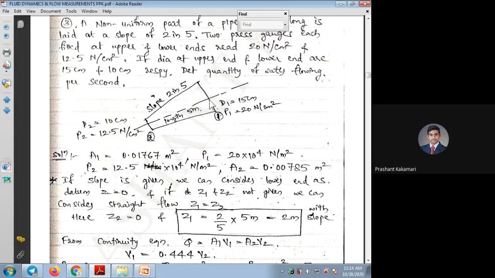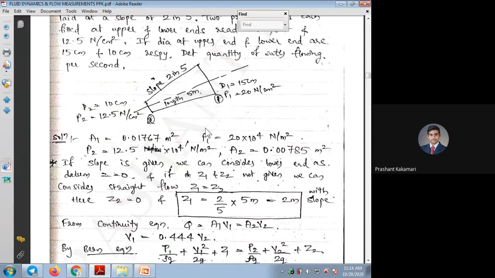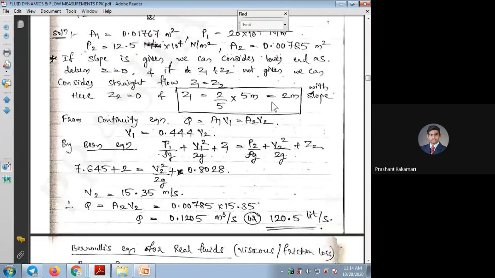This is the vertical height from the center point of Z1 to the center of the first point. If you take the vertical distance, this distance will be 2 meters. So they have written 2 by 5 into 5, 2 meters, is the Z1 value. Z2 will be 0.